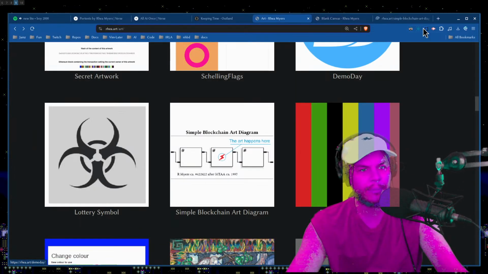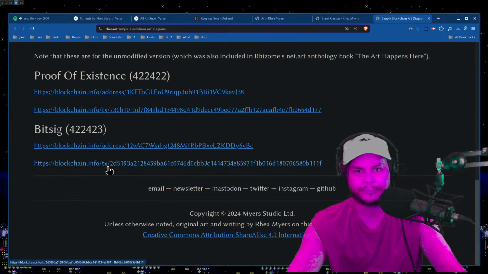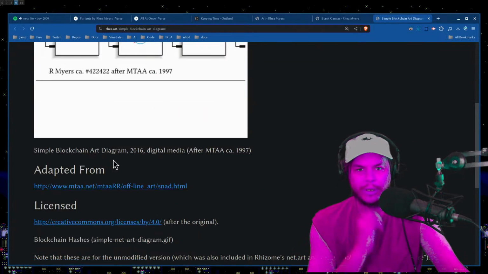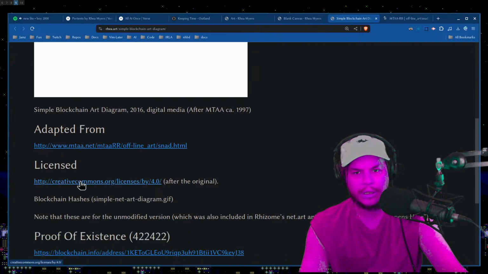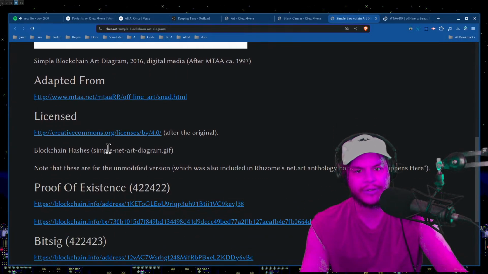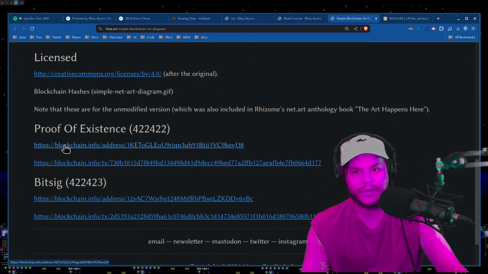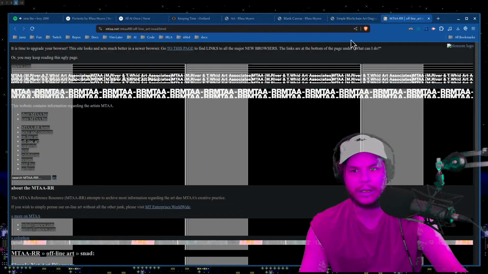Now we have Simple Blockchain Art Diagram. Simple blockchain art diagram, digital media, adapted form. I've got something here. It says blockchain hashes, single net art diagram.gif. Note that these are unmodified versions, which also include the Rhizome Net Art Anthology book. The art happens here. Proof of existence. Here's the BitSig right here.